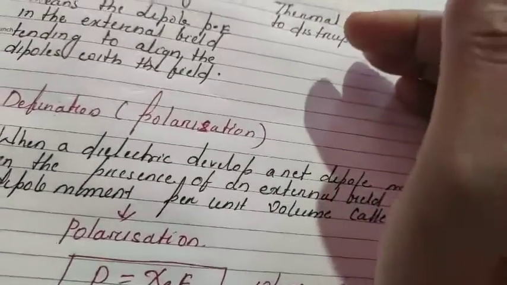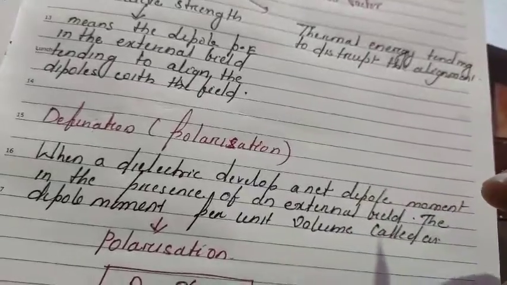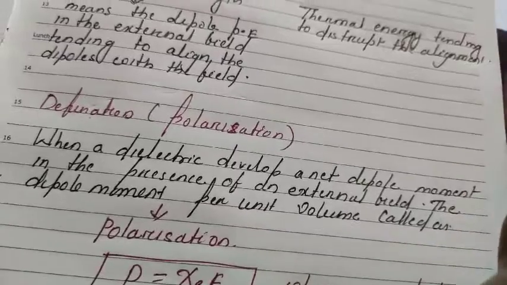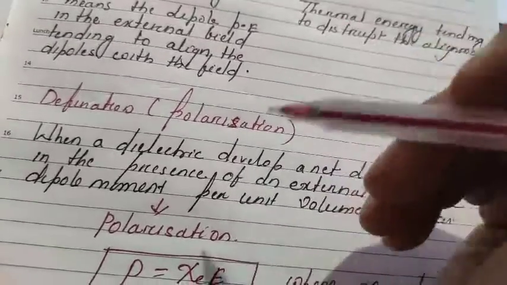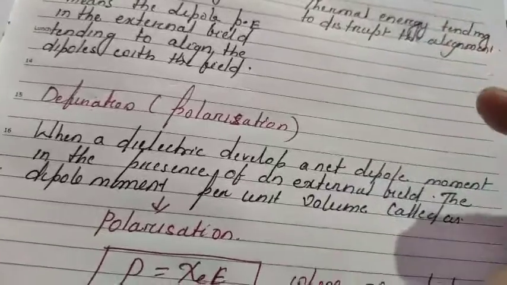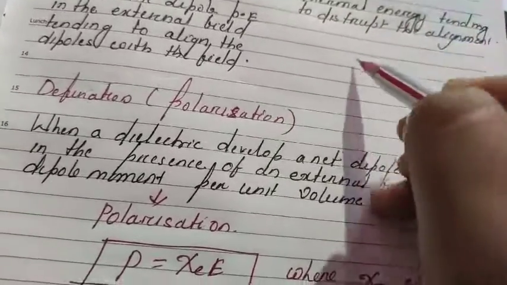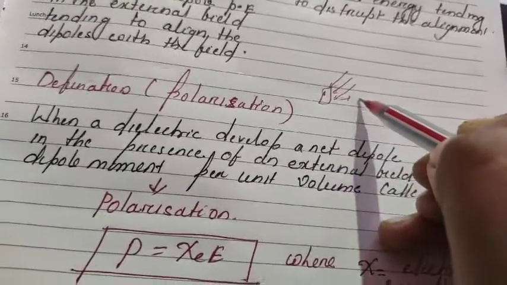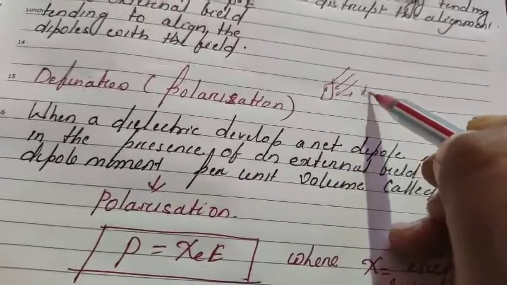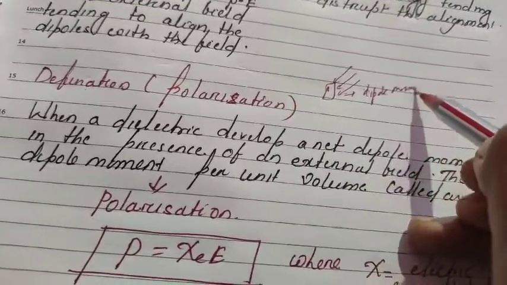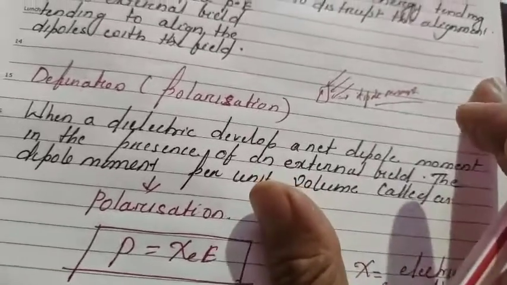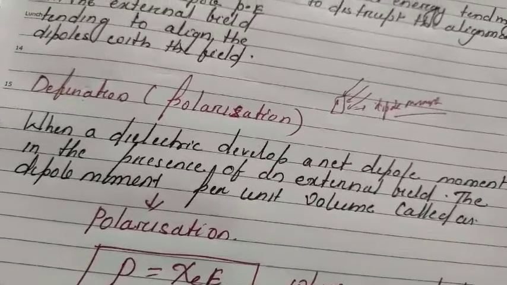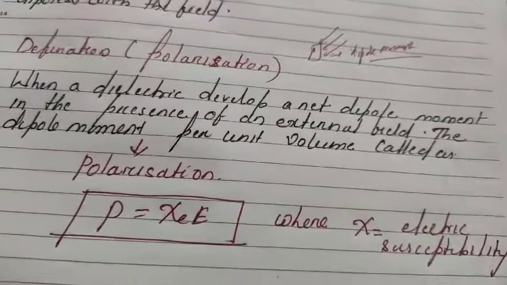So what is polarization, student? Suppose I have taken one dielectric, right? When you take a dielectric, it develops a dipole moment when you apply an external field over it. Suppose this is my dielectric and I am applying some external field over it. What happens? There is a generation of dipole moment, right? The dipole moment created per unit volume is known as polarization.